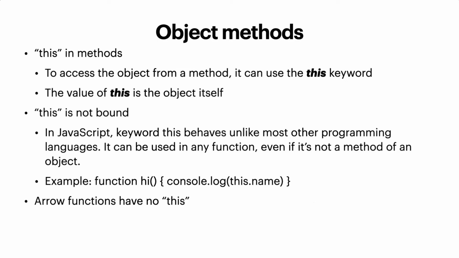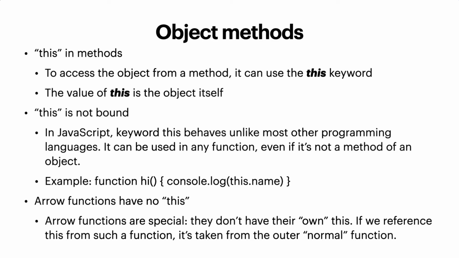Arrow functions have no this. Arrow functions are special functions. They don't have their own this keyword. If you reference this from such a function, it's taken from the outer normal function. Let's take a look at an example.